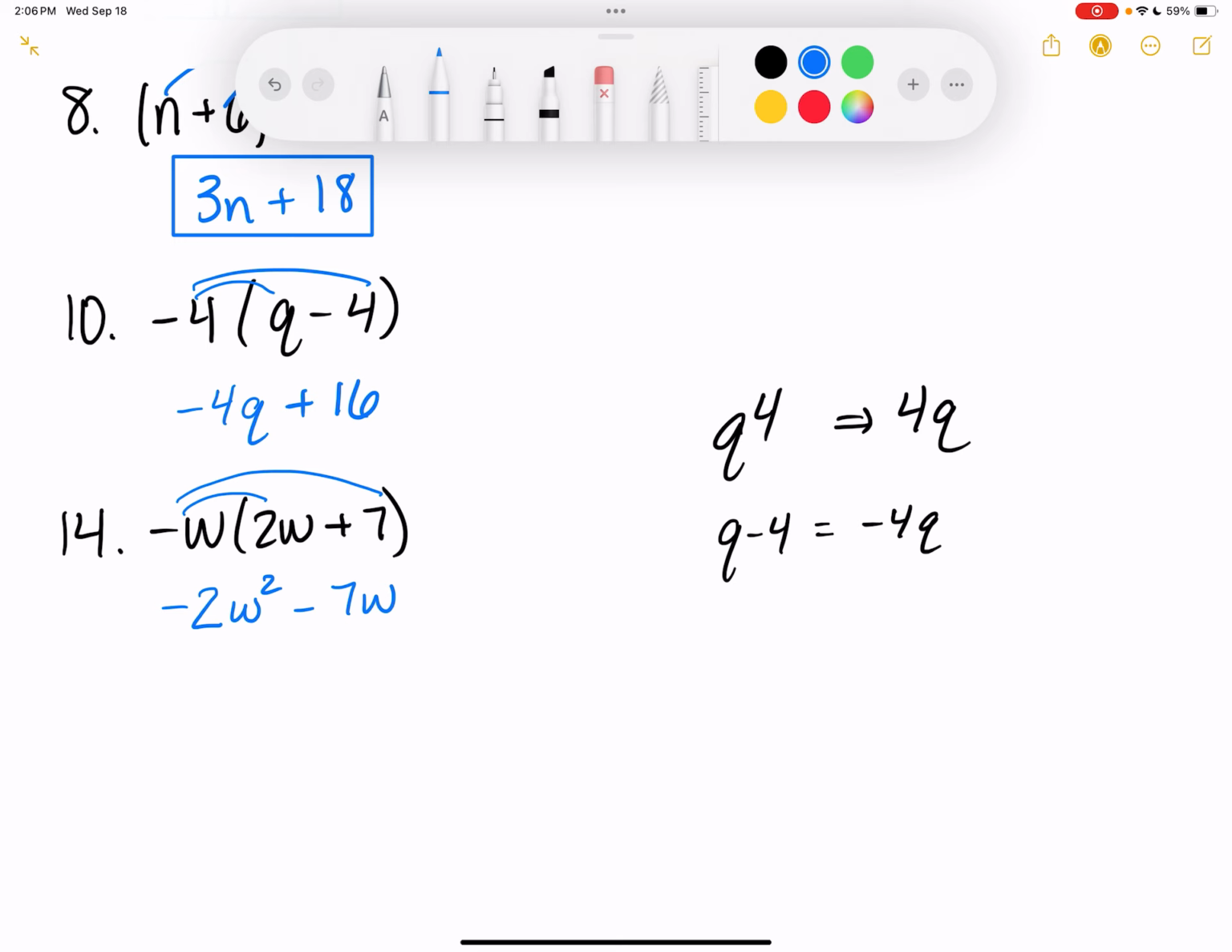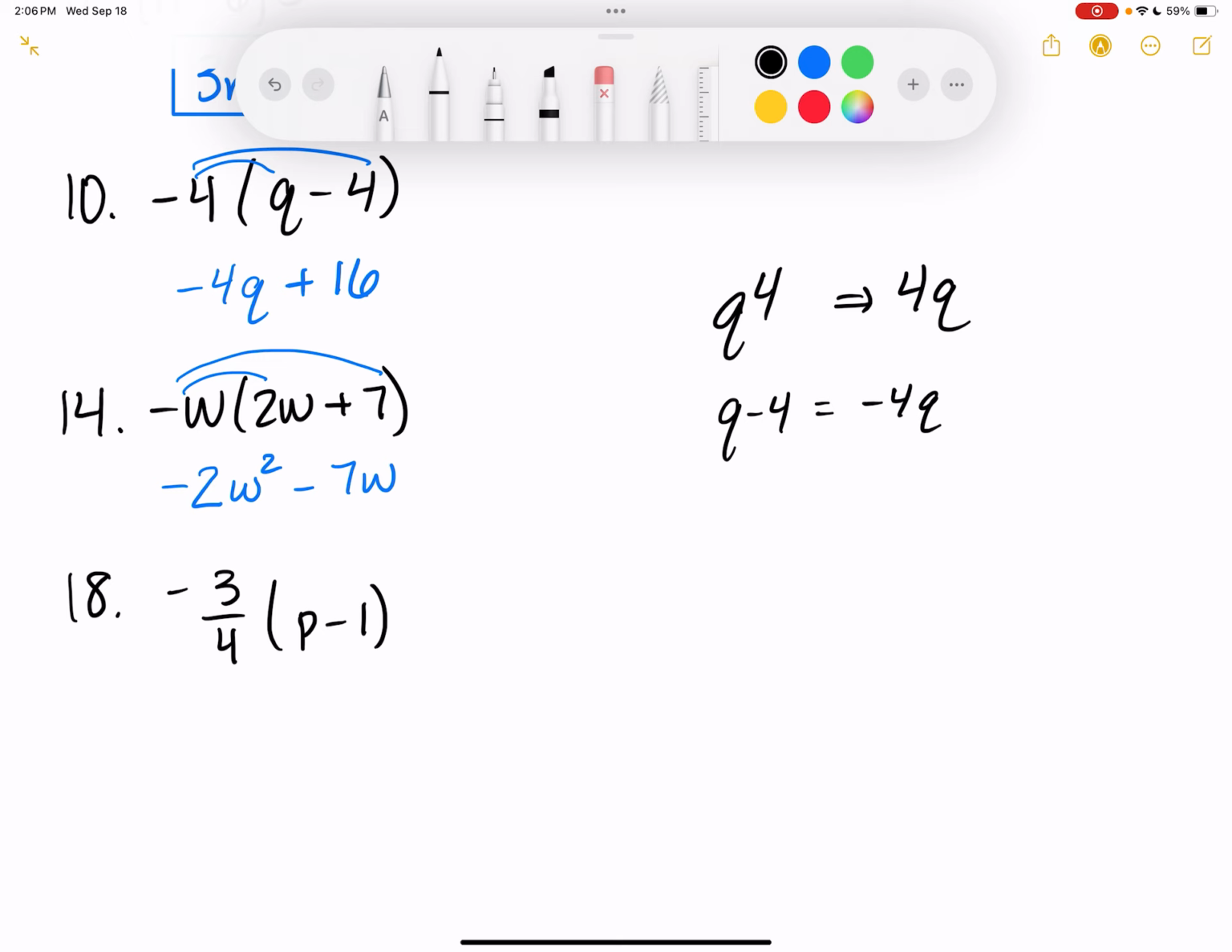Let's see, 18: negative 3 over 4 times p minus 1. Even though there's a fraction, I'm still multiplying it the same way. So what do I get when I do this one? Negative 3/4 p, and, I mean, plus 3 over 4. If it starts as a fraction, you need to leave it as a fraction. Same thing.